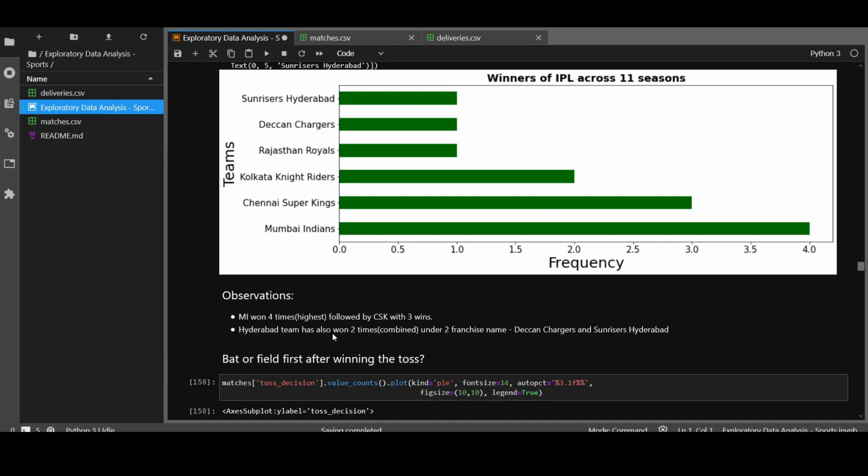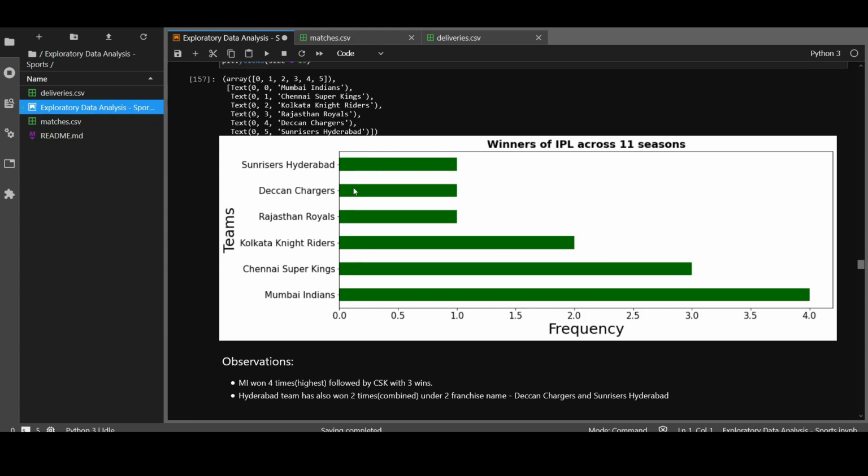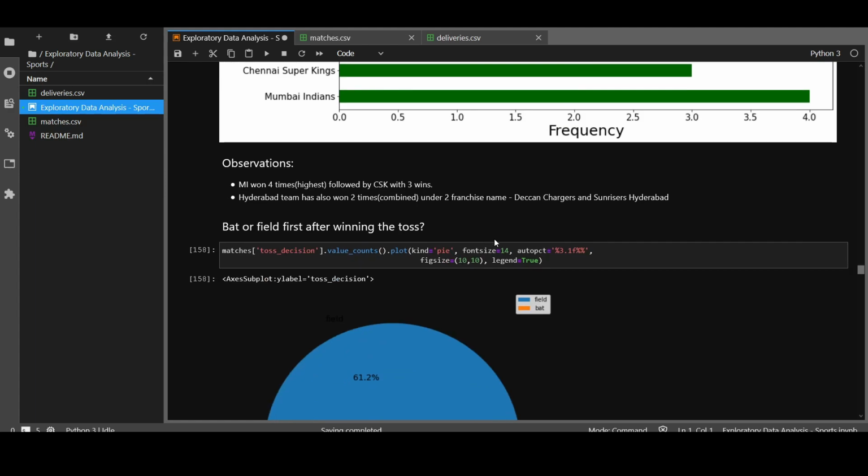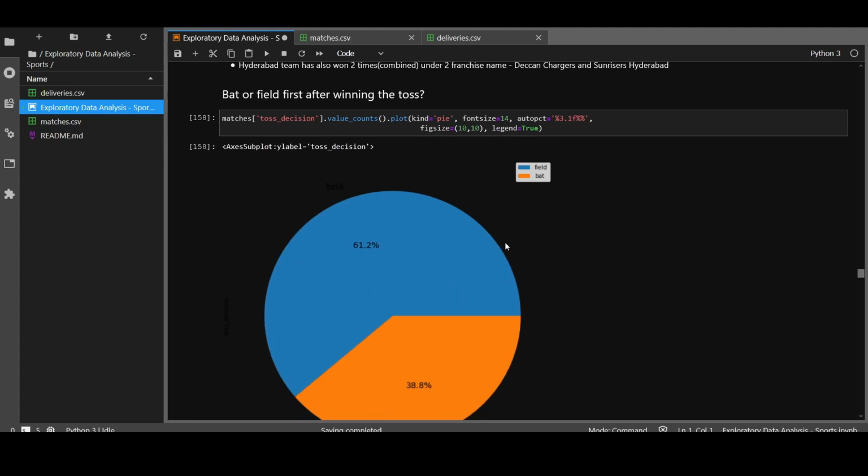Now Hyderabad has also won 2 times combined under 2 franchise names, Deccan Chargers and Sunrisers Hyderabad. You can see Deccan Chargers and Sunrisers Hyderabad both have 1 win. So we combine these 2 and we got 2. So should we choose bat or should we choose ball after winning the toss?